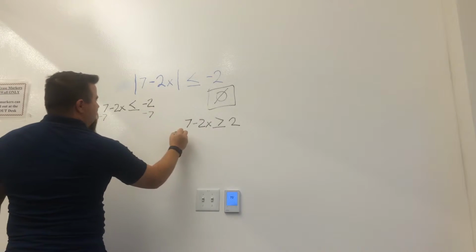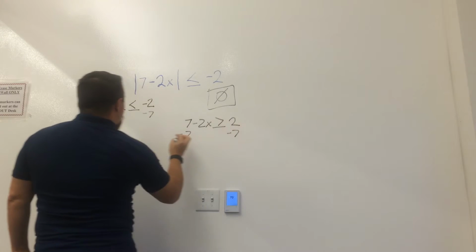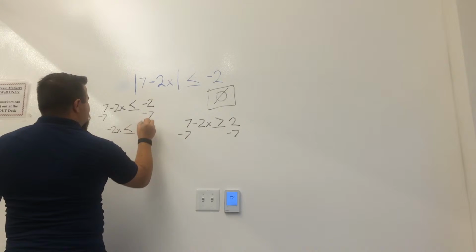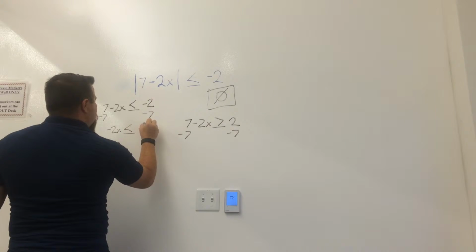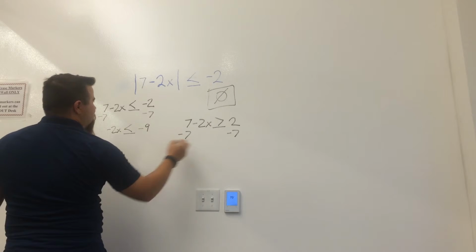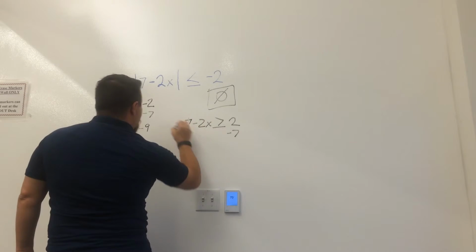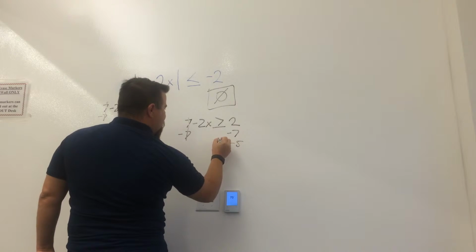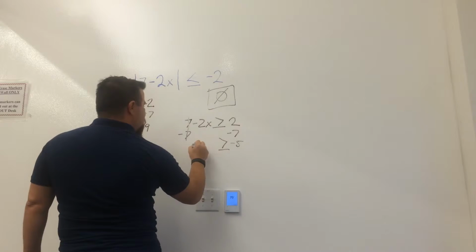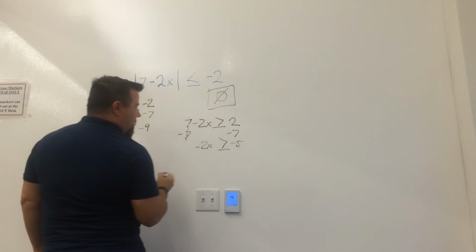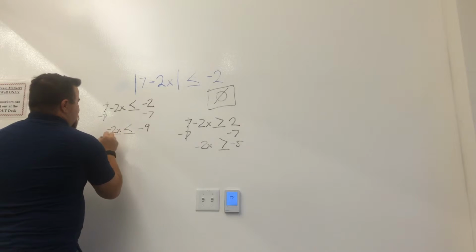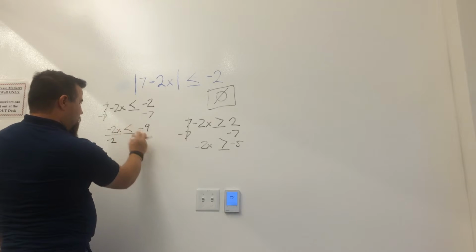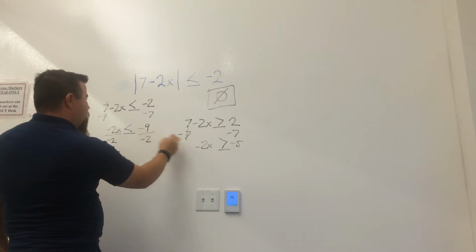Okay, so then we minus 7 from both sides, and then we get negative 2x is less than negative 9, right? Okay, and then this is negative 5, so negative 2x is greater than negative 5. And then we divide by negative 2, not x, sorry, just negative 2, because we want x to stay there. So negative 2 on both sides.